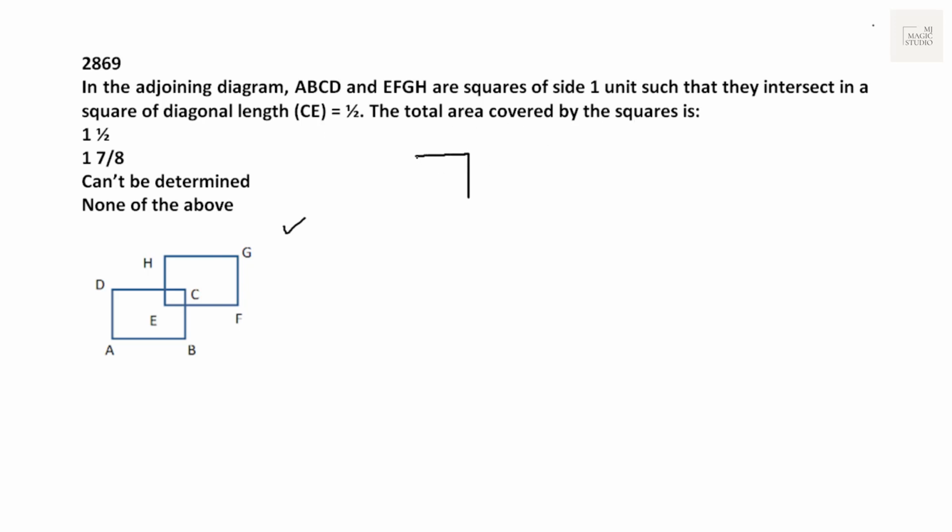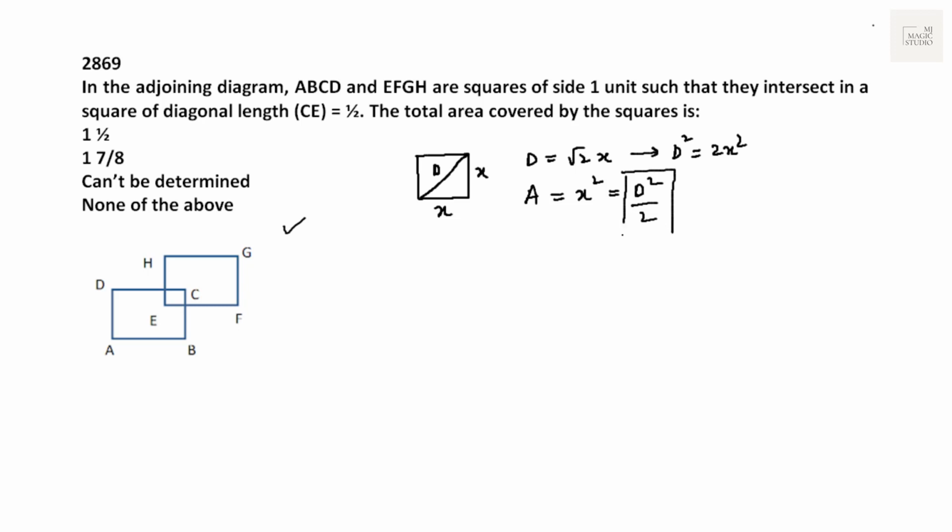Okay, first of all, if we have a square and we have diagonal d, then what would be the area of the square? Let the side be x, then we know that diagonal is equal to root 2 x. Area of the square would be x square, which can be written as, here we see that diagonal square is 2x square, so it can be written as diagonal square by 2. That means area of a square with the help of diagonal is d square divided by 2.